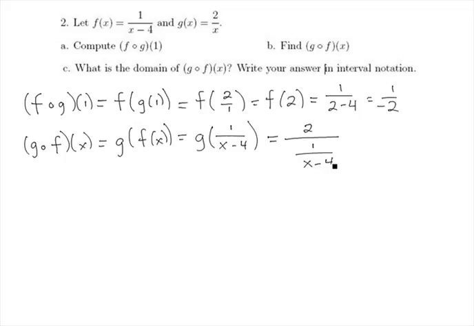Because you can think of g as being a machine. Given the input, it takes that input and divides it into 2. So if the input is 1 over x minus 4, it's going to divide that into 2. And now dividing by this fraction is the same as multiplying by its reciprocal. So we get 2 times x minus 4 is the composition of g with f.